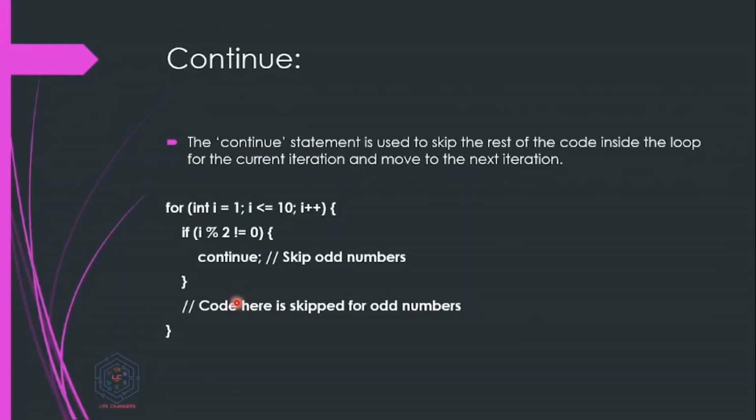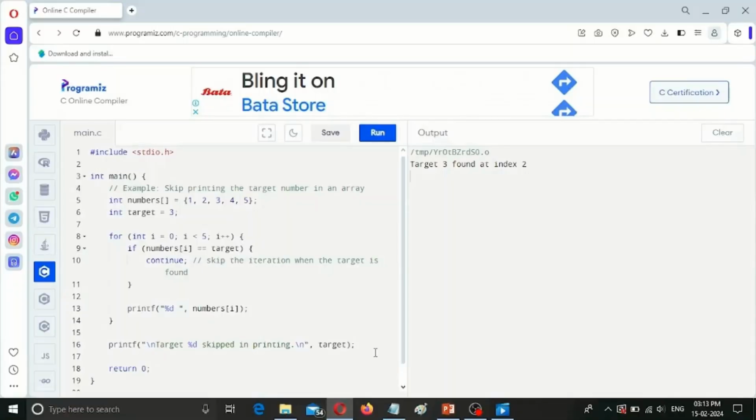Okay, let's see the continue statement. The continue statement is used to skip the rest of the code inside the loop for the current iteration and move to the next iteration. That is, if we give the continue keyword inside the loop and the condition is met, it does not exit the loop. That means it continues the loop again and again. That's why we use a condition statement. Let us see how this works with an example program. This is the code using the continue statement.